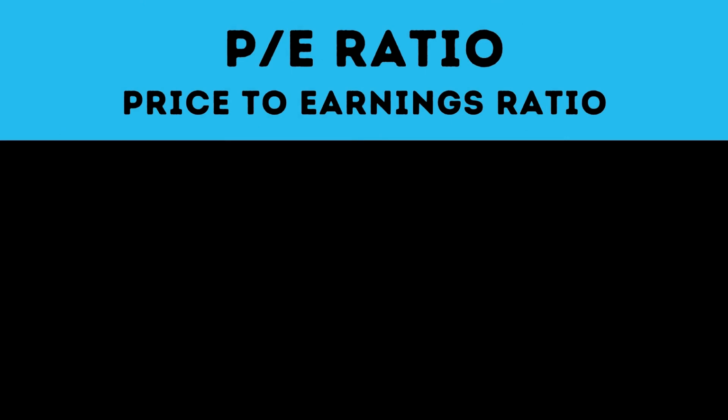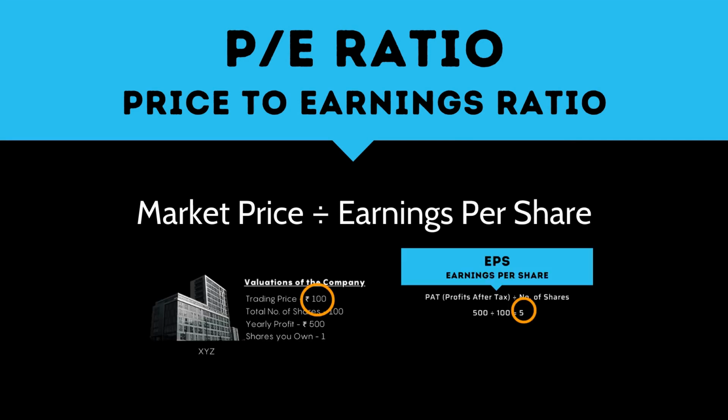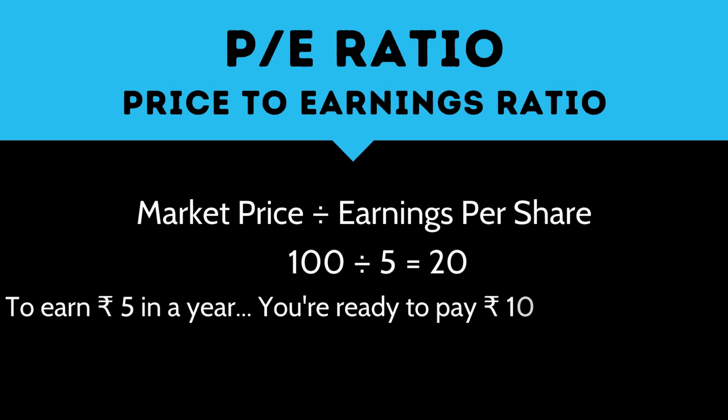So now let's check how to calculate P by E ratio. P by E ratio is nothing but price to earnings, that is price divided by earnings. So now we have the price of the share and also the earnings, that is EPS, which we got from the previous calculations. So P by E will be 100 divided by 5, that is price 100 rupees and EPS 5. That is for the XYZ company valuations which we have discussed earlier. So P by E of the stock will be 20. So what does that 20 P by E mean? In this example, to earn 5 rupees in a year, you are ready to pay 100 rupees for that stock.